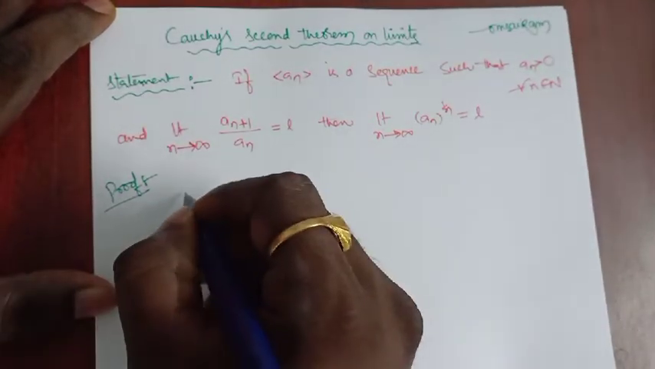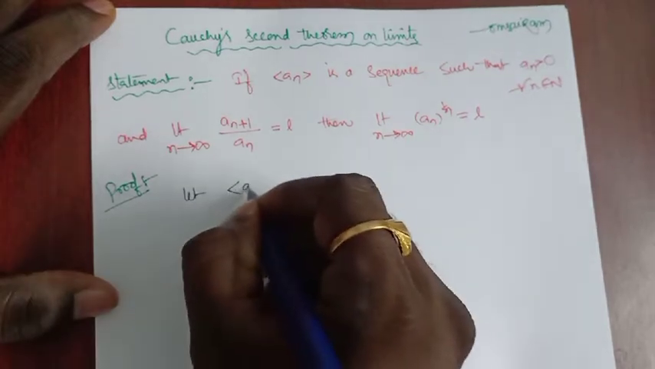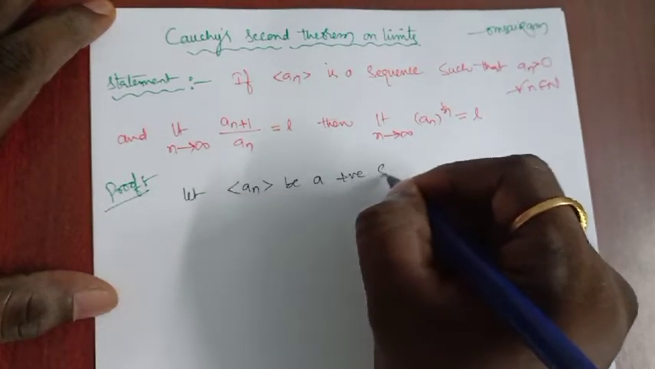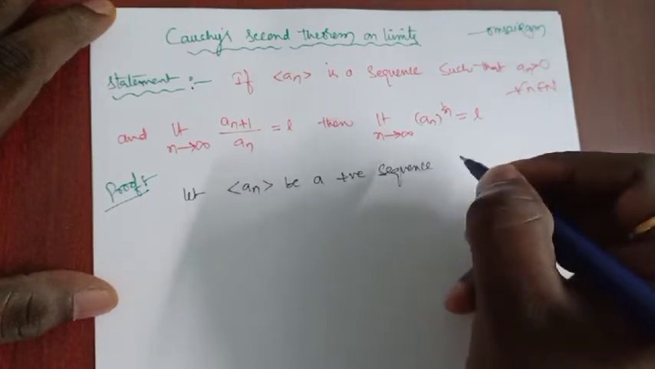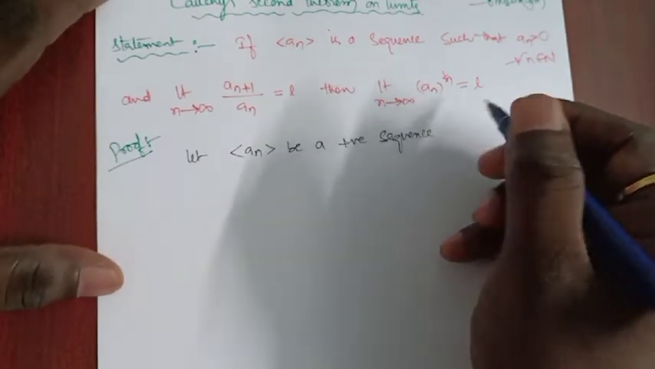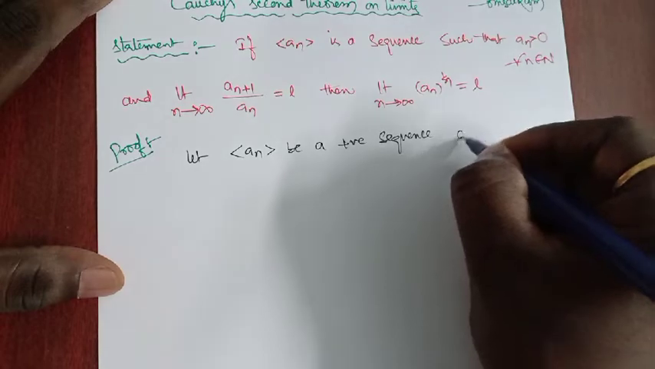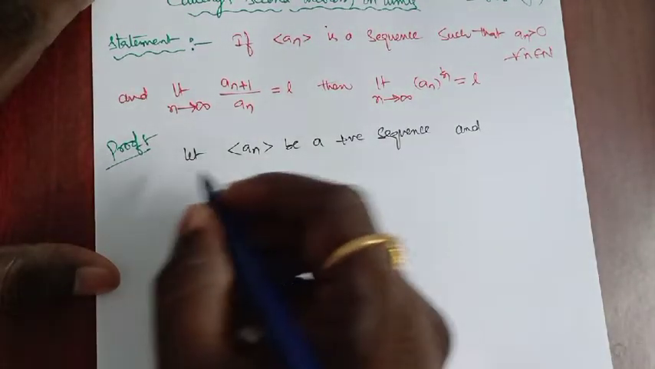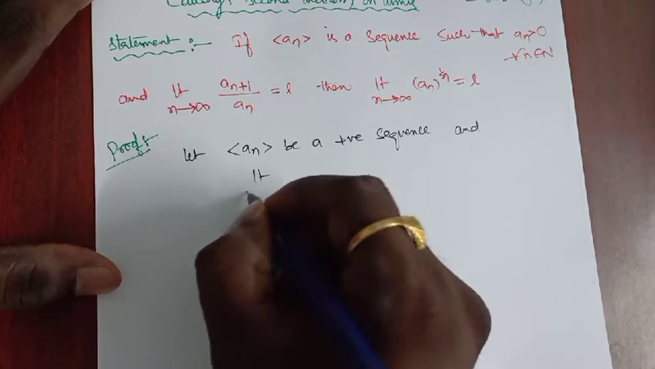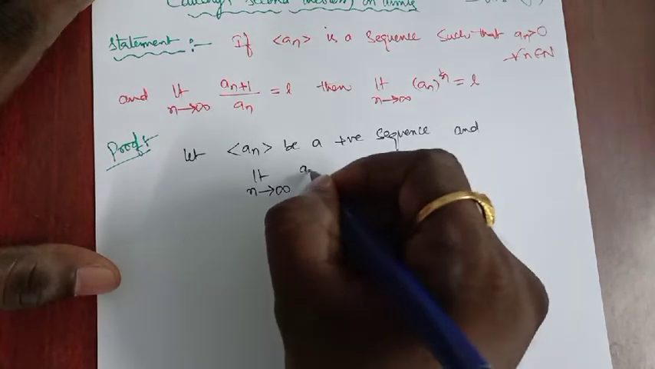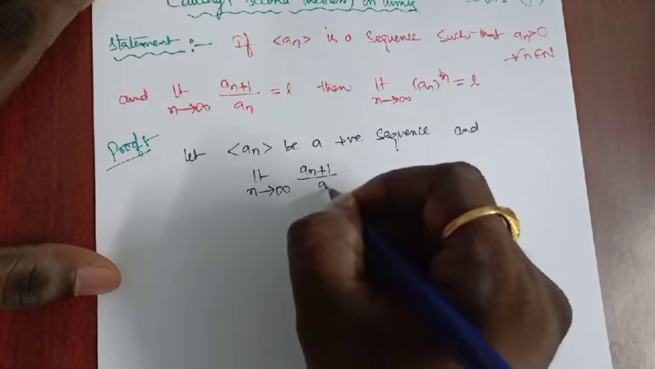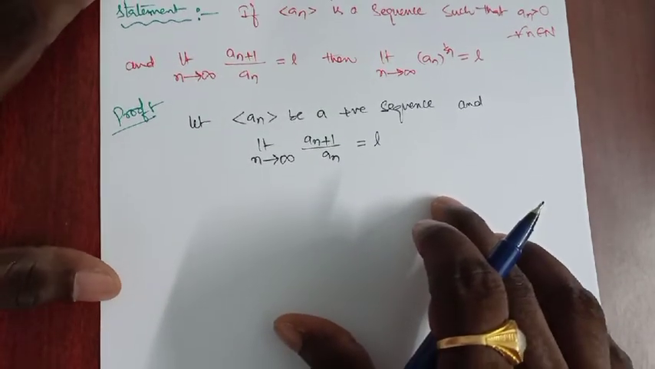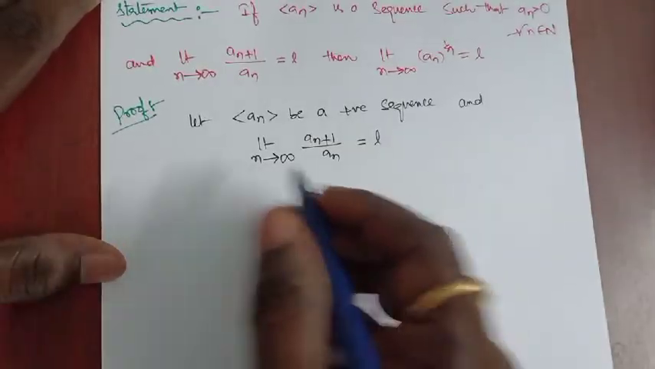Now coming to the proof, let a_n be a sequence, simply a positive sequence. It is given that the limit as n tends to infinity of a_(n+1)/a_n is L.